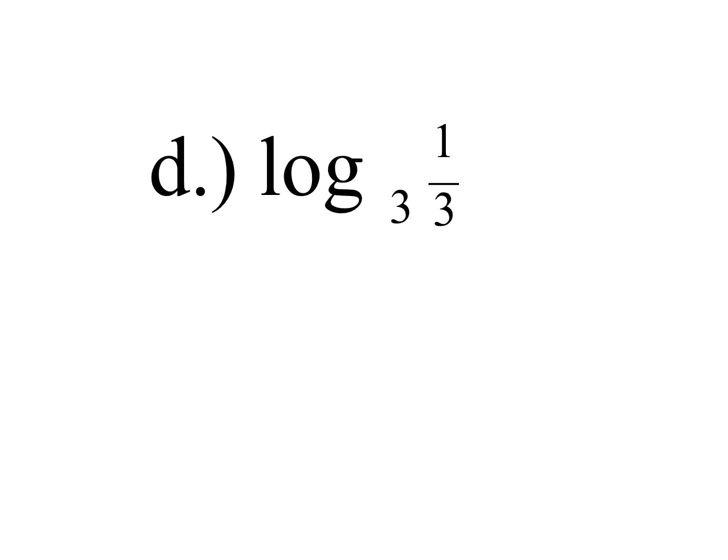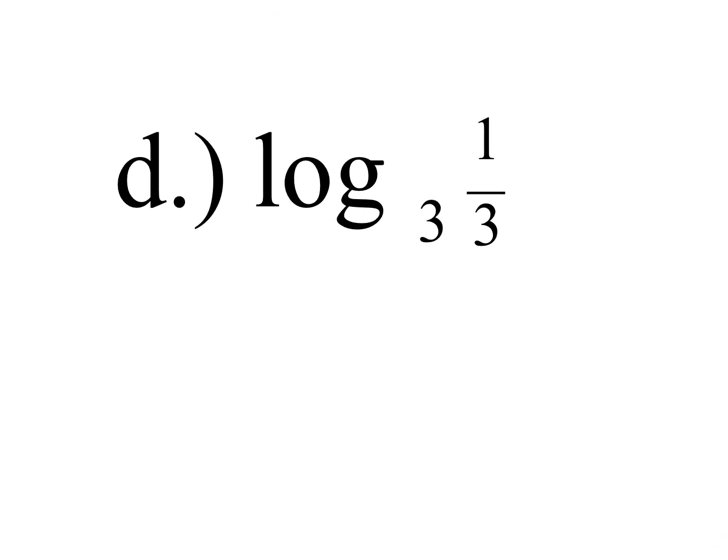For d, these do not have the same base yet, but how could we make them have the same base? How could we make 1/3 have a base of 3? 3 to the power of negative 1. Awesome. And then when our bases are the same, we can just cancel them. What are we left with? Negative 1.